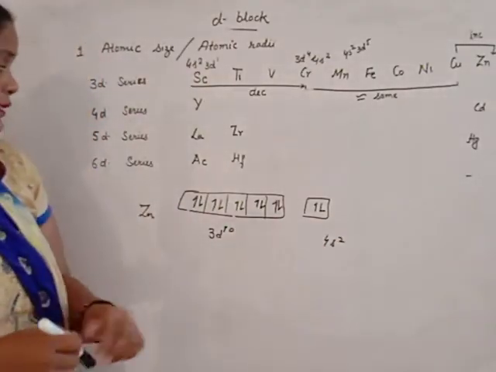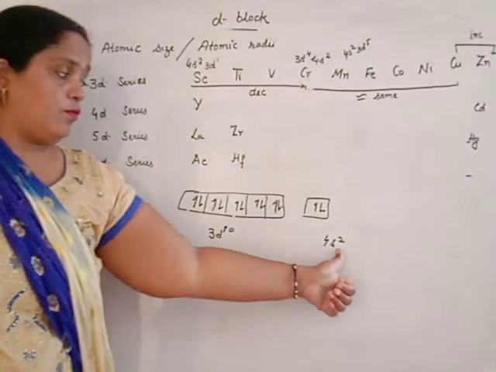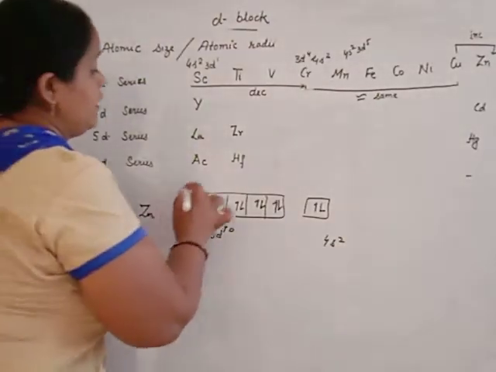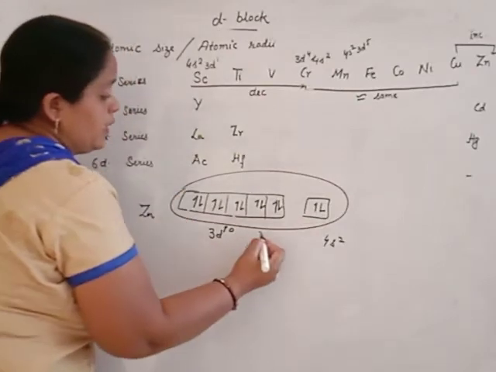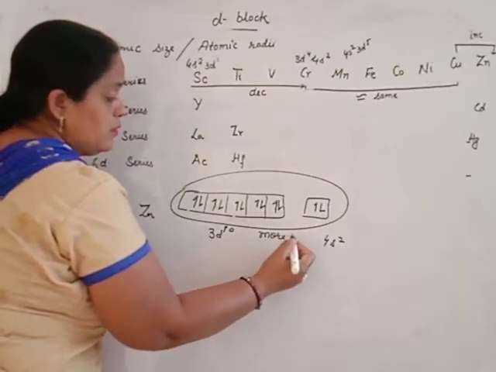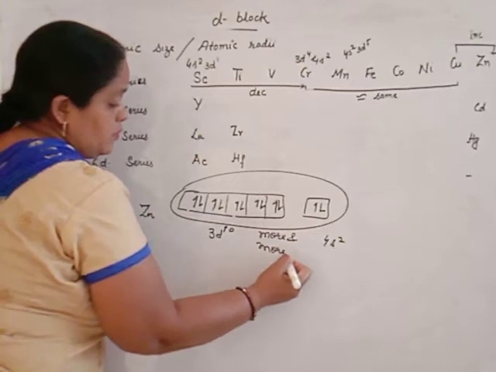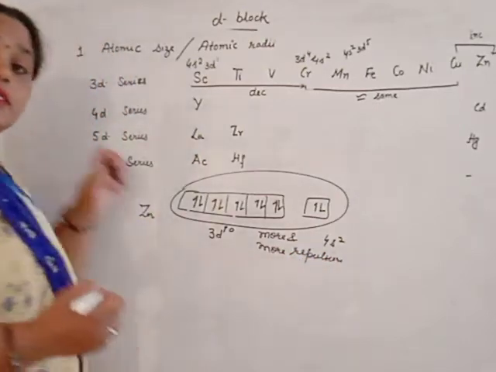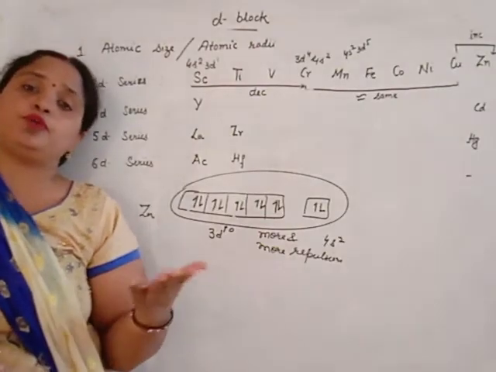Zinc is [Ar] 3d10 4s2. Fully filled electronic configuration means more and more repulsion. Repulsion is extremely increased as compared to the nuclear charge.